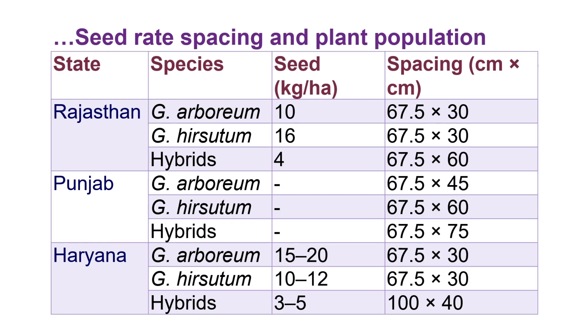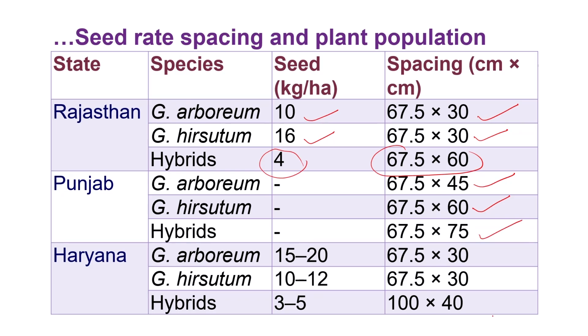So, you can see for Rajasthan, Gossypium arboreum seed rate is 10 kg and spacing is 67.5 into 30 centimeter. For Gossypium hirsutum seed rate is 16 kilogram, with the same spacing, 67.5 into 30. But for hybrids, you see seed rate is just 4 kg and spacing is 67.5 into 60 centimeter in Rajasthan. In Punjab, you can see spacing is for Gossypium arboreum 67.5 into 45, hirsutum 67.5 into 60 and for hybrid it is a little more, 67.5 into 75.